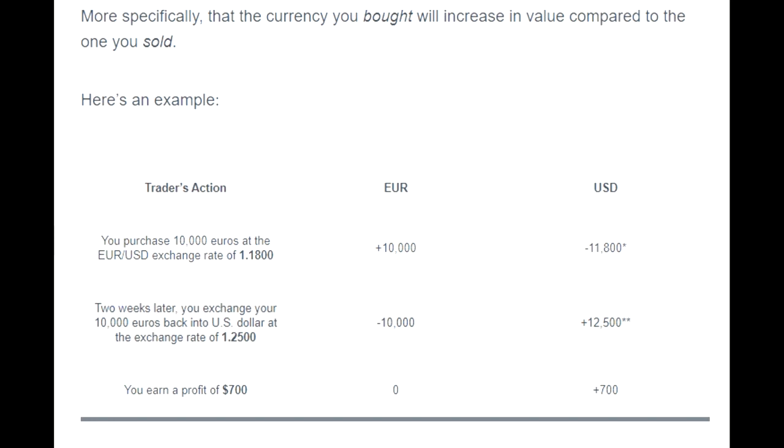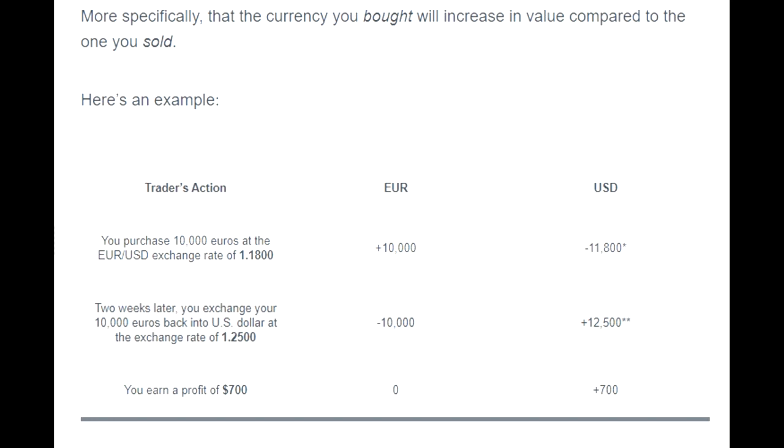So you're putting the euro against the USD. This is the base currency. The euro is the base currency, and the USD is the quote currency. So it's the value of the USD that you're going to use to compare. It's either the USD rises in value or falls in value against the euro. Continuing with this example, you purchase today. Two weeks later, you exchange your 10,000 euros back into USD, and the exchange rate now is 1.2500. That means the USD has risen, it has increased in value.